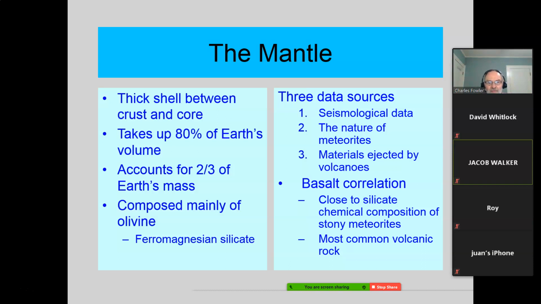So anyway, those are your basalts. They're close to the silicate compositions of the stony meteorites. I would have thought that should be the iron meteorites, but they're really closer to the silicate composition of the stony meteorites. They are the most common volcanic rock, and that's why the base of the ocean is made up mostly of basalts, because it was laid there by volcanic activity, most of it. I would say most of the islands of the Pacific are too.